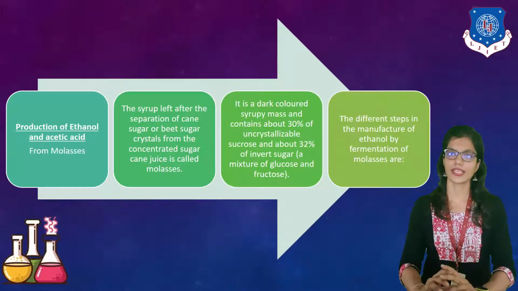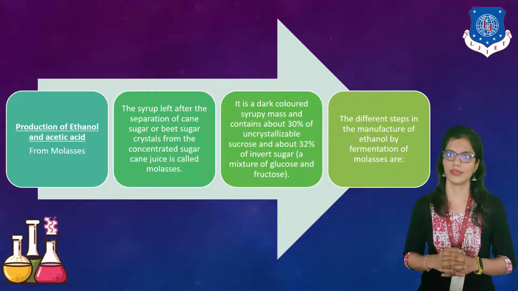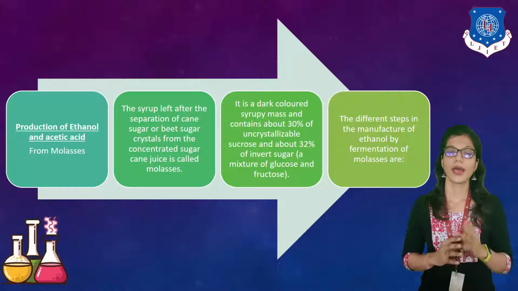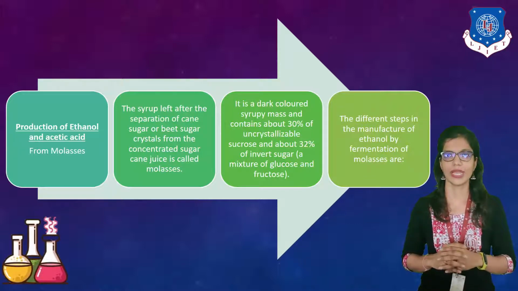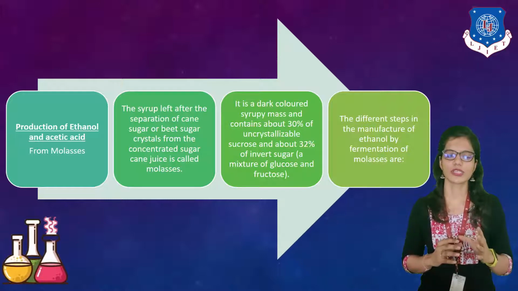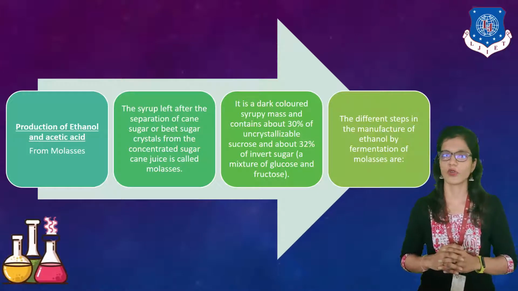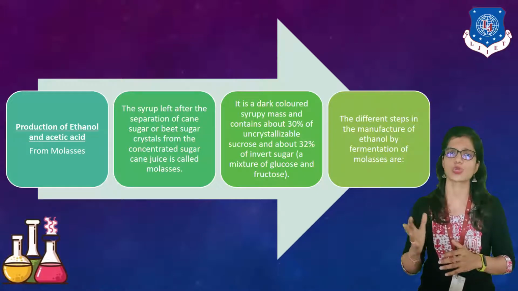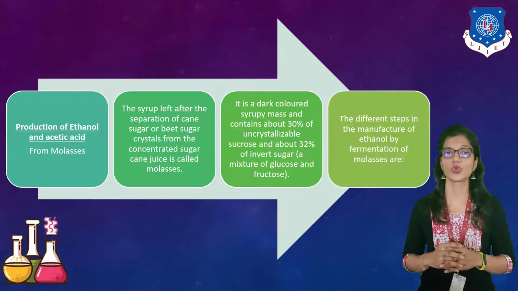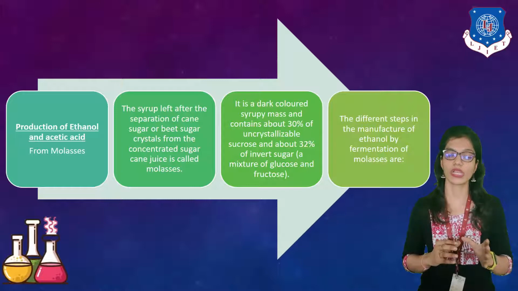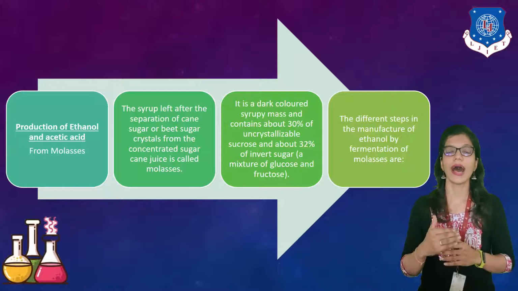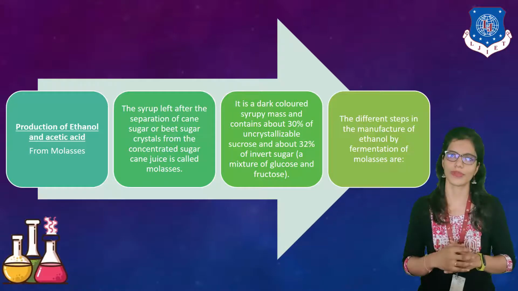Now, let's take the examples of all these things here. The first is production of ethanol and acetic acid. Production of ethanol and acetic acid is generally possible through the fermentation process only. For that we can use different resources, but here we are going to use molasses. We will have an example of how we can produce ethanol from molasses.